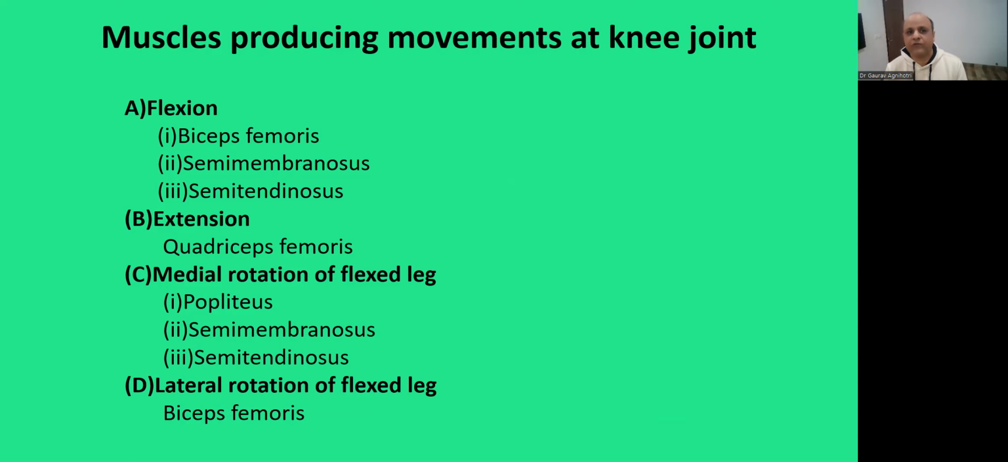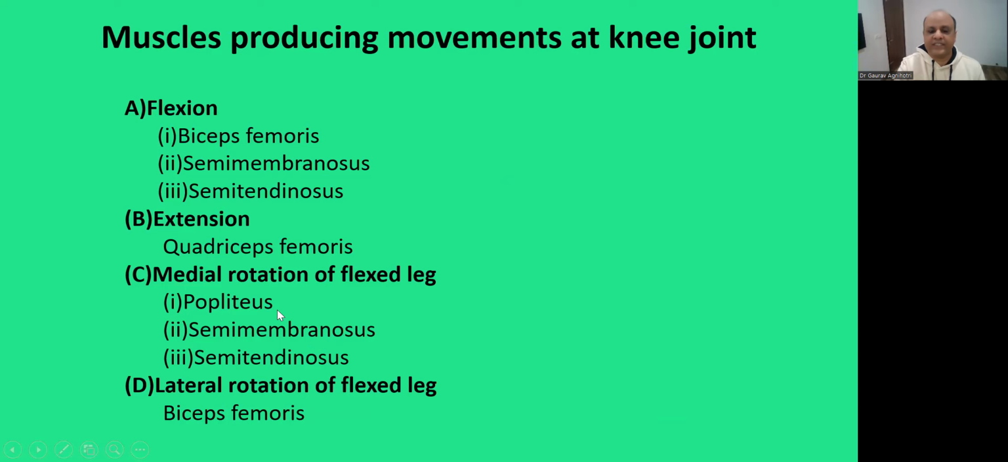Now, movements possible at the knee joint. Flexion is performed by the muscles biceps femoris, semimembranosus, and semitendinosus. Out of these muscles, semimembranosus and semitendinosus also cause medial rotation.